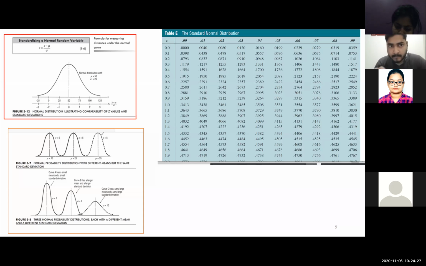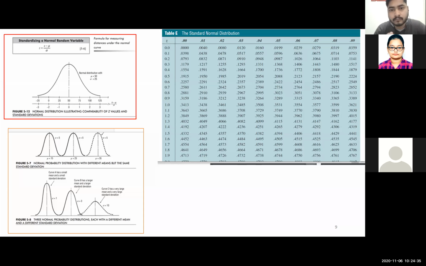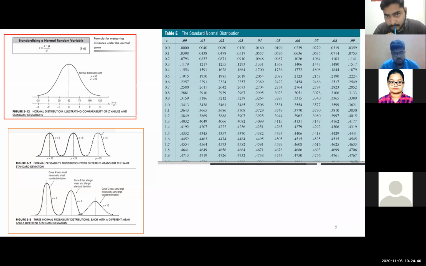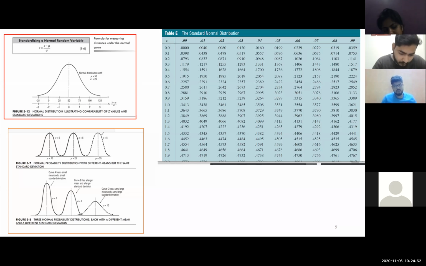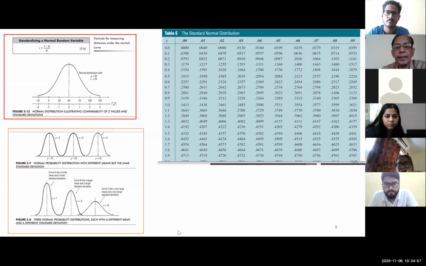Manisha, Priyadarshini, if it is 0.95, what will the probability be? 0.95, sir, 0.3289. Wow, all of you are clear. Yes, sir. Anybody having doubt? Please ask us. Now we'll be having a lot of questions. Anybody having doubt can please ask us.